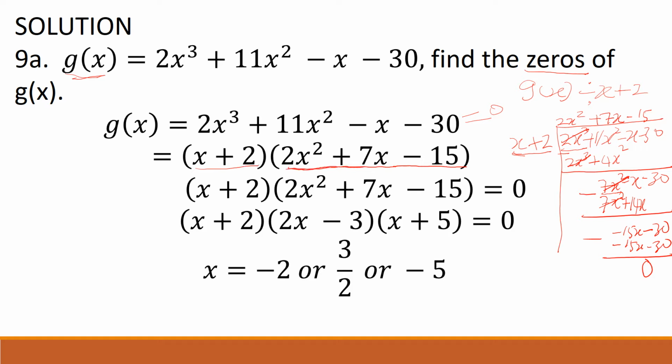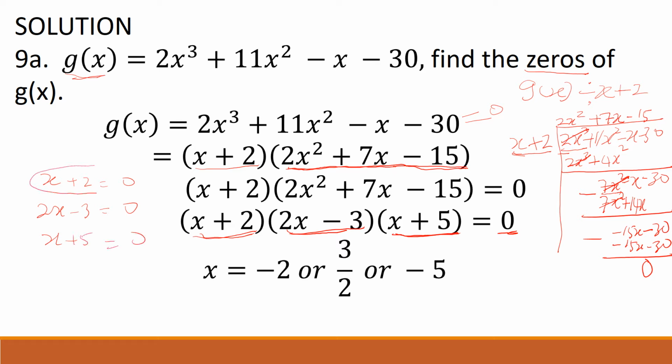So we'll factorize this. If you watch my video on factorization of quadratics, you will learn how to factorize every quadratic given to you. In factorizing this, we have 2x minus 3 and x plus 5 as the factors of the quadratic, whereby x plus 2 is the given factor. These three factors of g of x multiply to give us 0. And this simply means that x plus 2 is equal to 0, or 2x minus 3 is equal to 0, or x plus 5 is equal to 0.